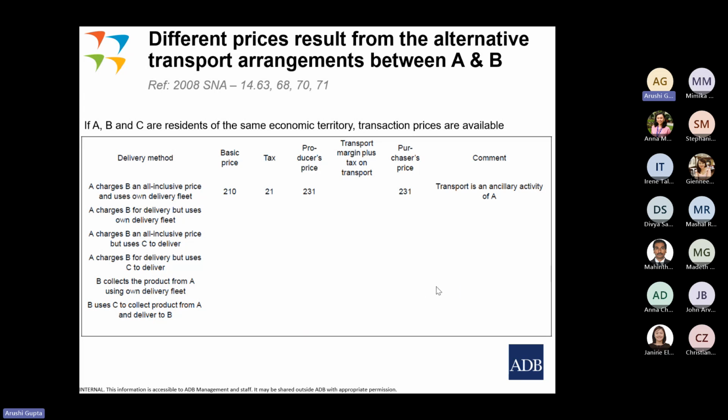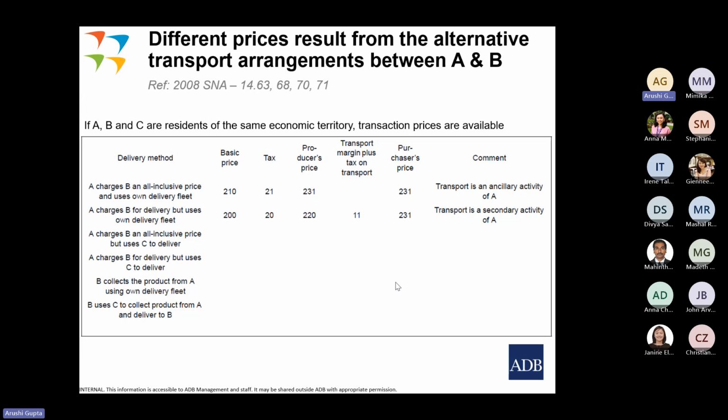When A charges B an all-inclusive price and uses own delivery truck for delivery, the transport will be treated as a main or ancillary activity of A, wherein the cost of transport will be A's intermediate consumption and the tax paid will include both tax on product and tax on transport. This is also according to the principle of SNA that states that if the producer agrees to deliver the product to the purchaser without any explicit charge, the cost of delivery is included in the basic price. And as you can see here, the basic price includes the cost of transportation as well. So in this case, the cost of petrol and other consumables will also come in A's intermediate consumption, including wages paid to truck driver as compensation of employees, and the usage of delivery truck will be recorded as consumption of fixed capital.